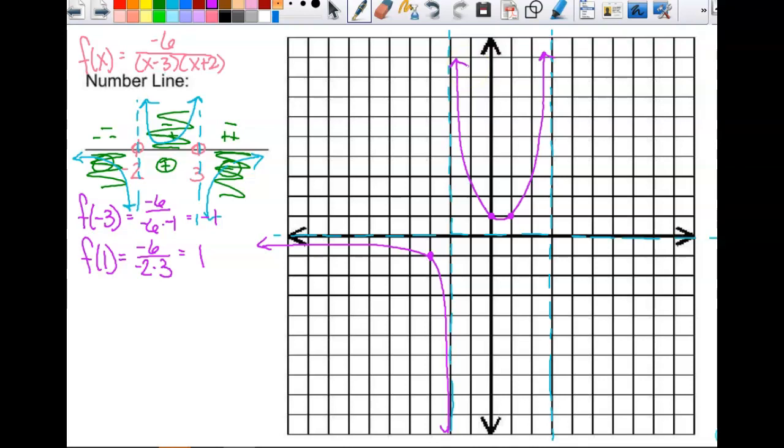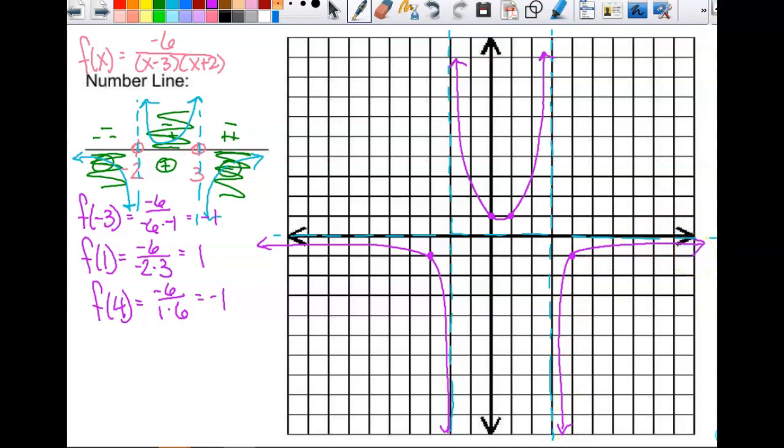And then on the other side of that asymptote, it's going to look something like this. So I'm going to choose one on that side of the asymptote, which would be at 4. So f of 4 would give me -6 over 1 times 6. That's -1. I go to (4, -1). Do you feel like we need any other points in that section? Nope, I think that one's probably enough. It's going to look like this.